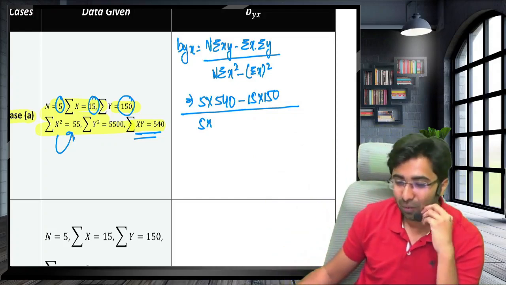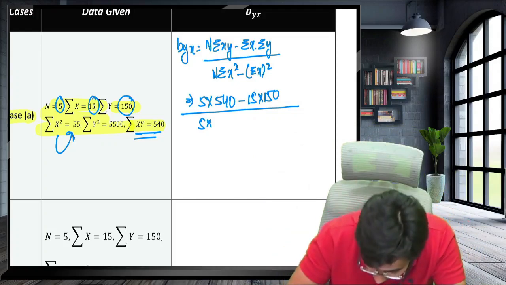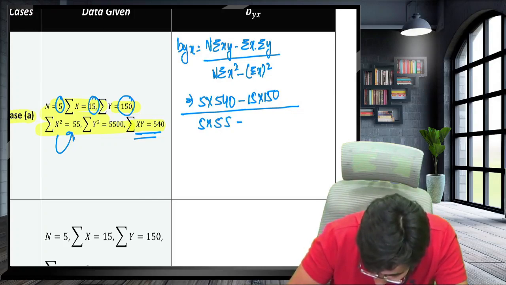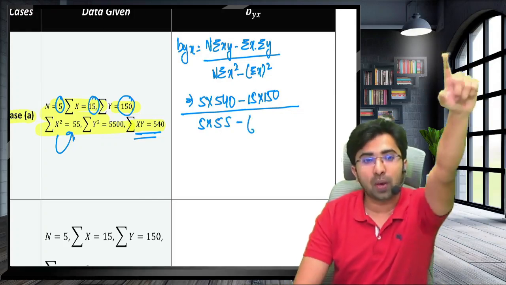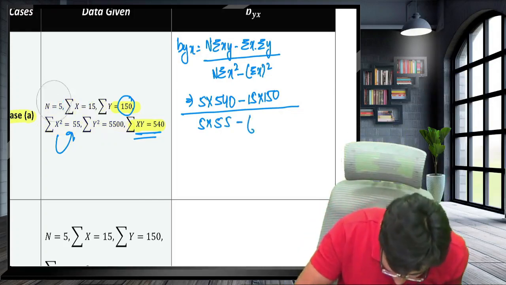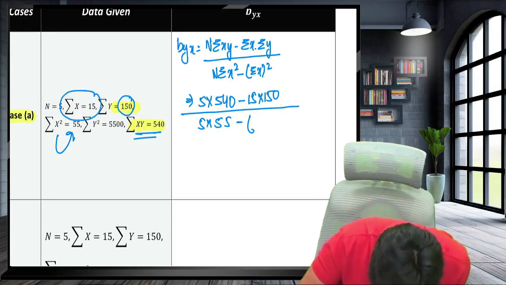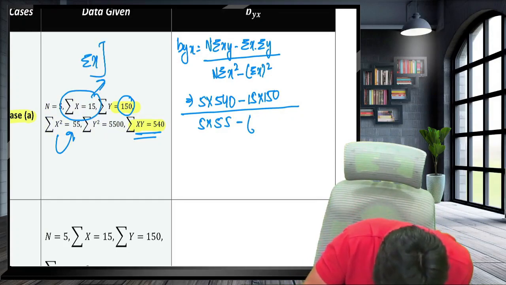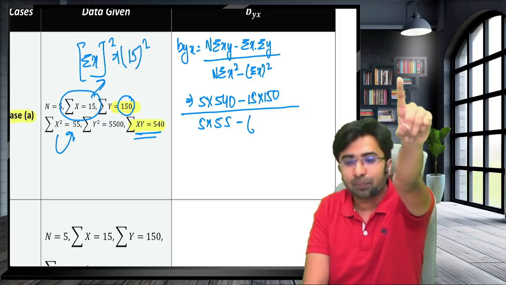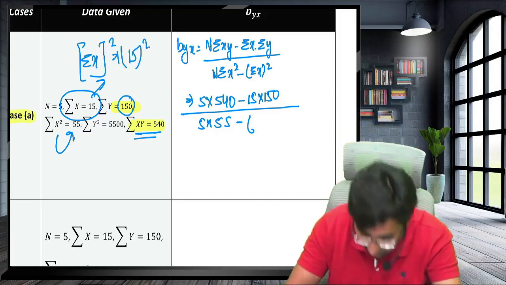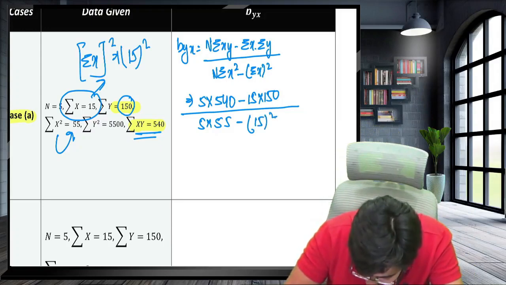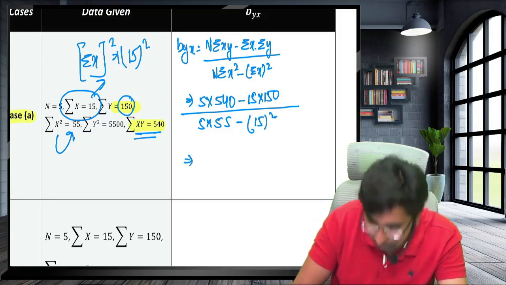Guys, now see, summation x square is given as 55. Summation x whole square: what will be summation x whole? Sir, this is summation x and it's asking about summation x whole square. So this will be 15 whole square. Guys, can you calculate this?